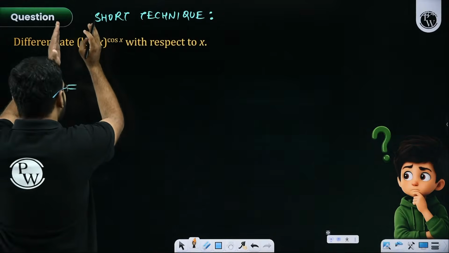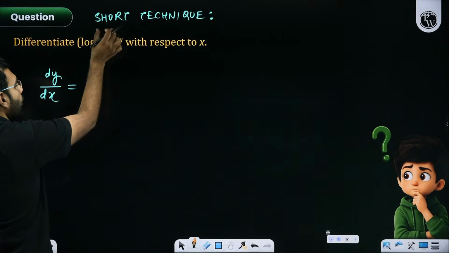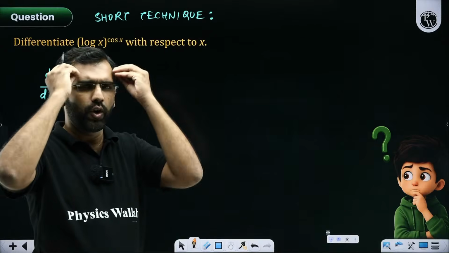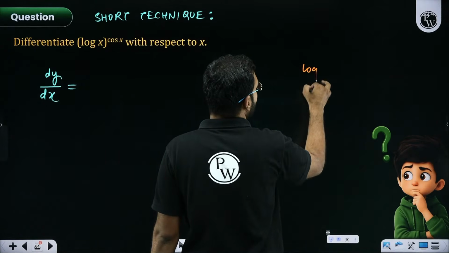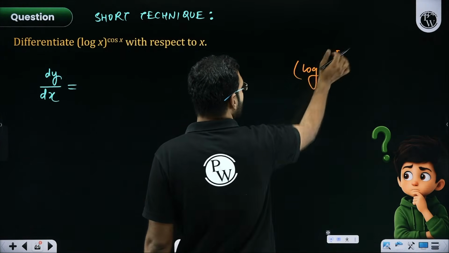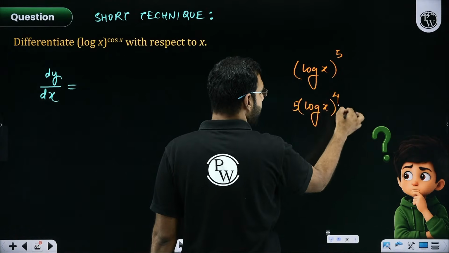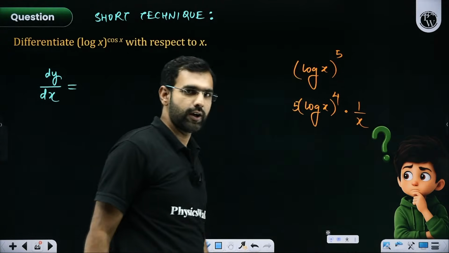So, first of all, you differentiate this log x while treating cos x as a constant. So imagine in your brain cos x as a constant, as any number. So it's written like, let's say, log of x to the power 5. So how will you differentiate it? Sir, as per chain rule, first of all, 5 log x to the power 4, and then derivative of log x, which will be 1 by x. This is how I'll differentiate it.